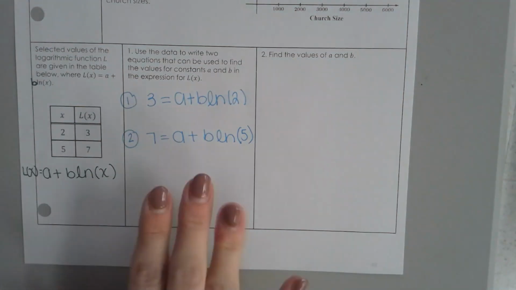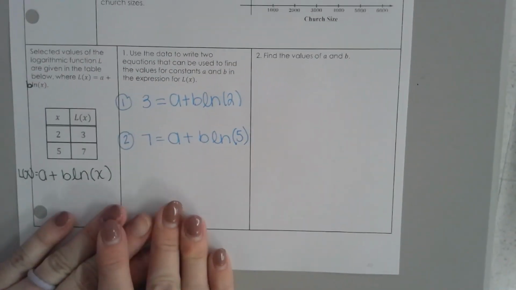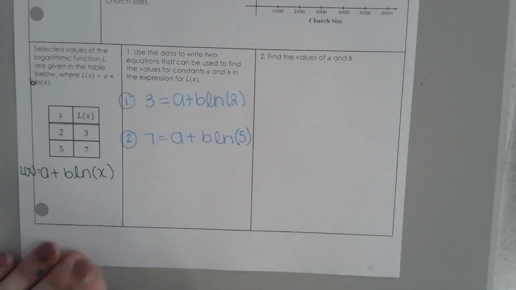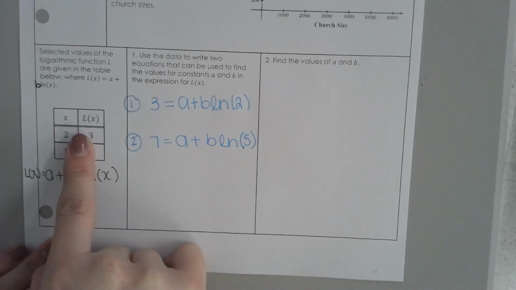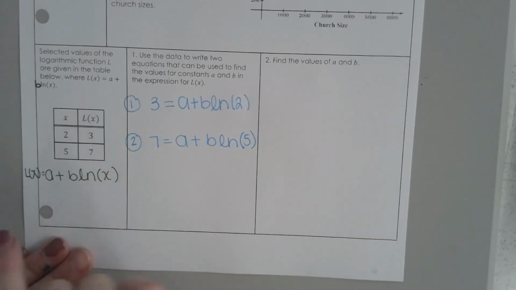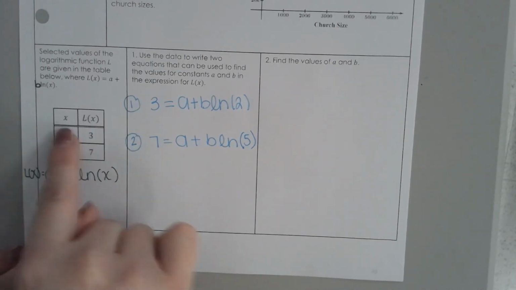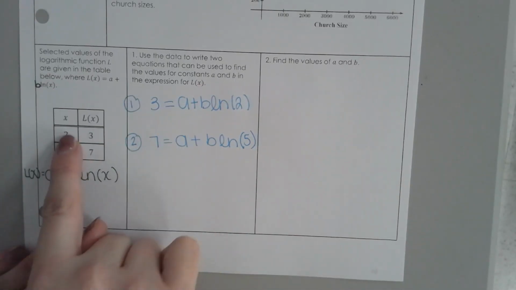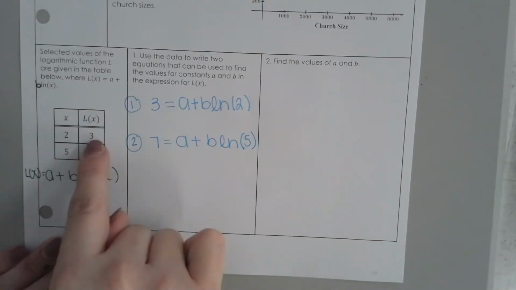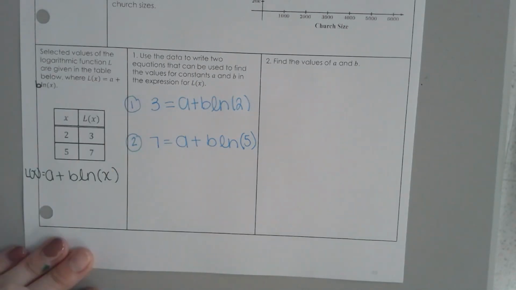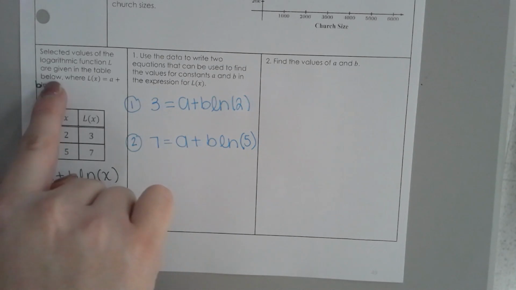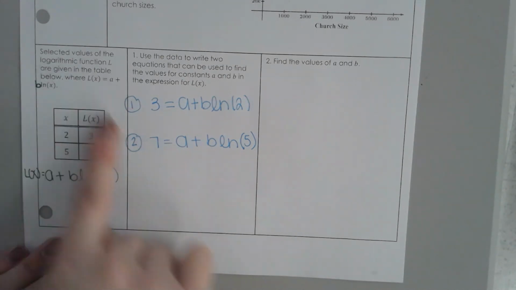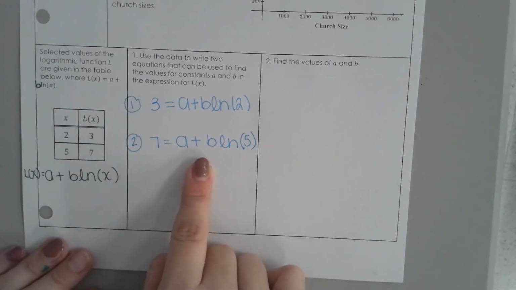I'm going to go back and explain number 1 because these are easy FRQ points. It gave us 2 points and asked us to write 2 equations. All we're doing is plugging. We have 2 points. We're going to plug this 2 in for x, this 3 in for L of x, and that's one of our equations. We're going to plug in this 5 for x, this 7 for L of x. That is our other equation, and that's all you have to do.